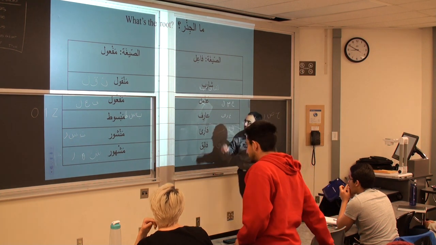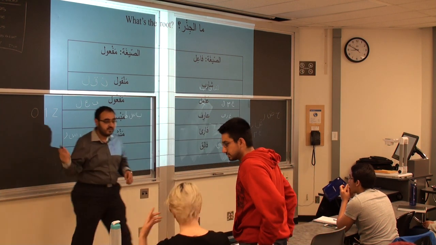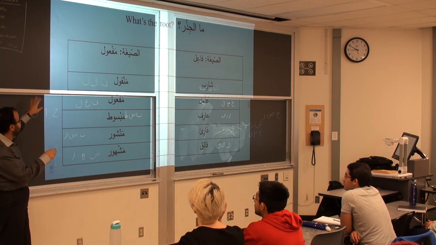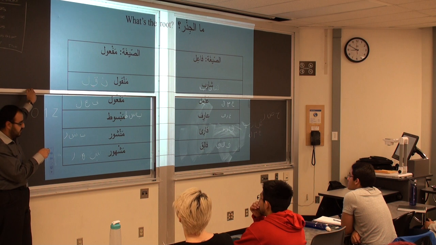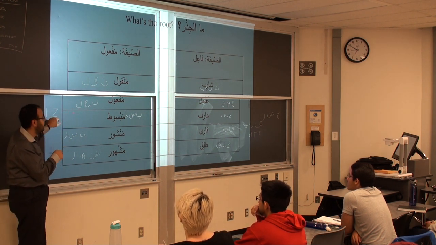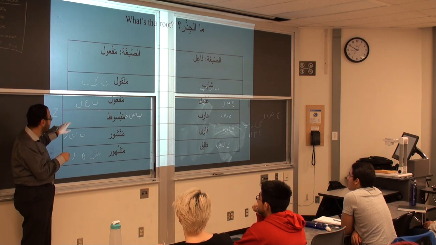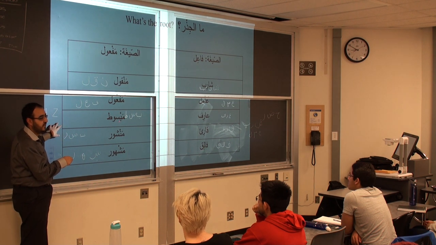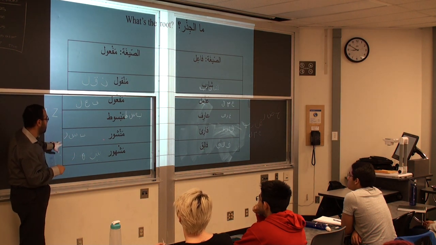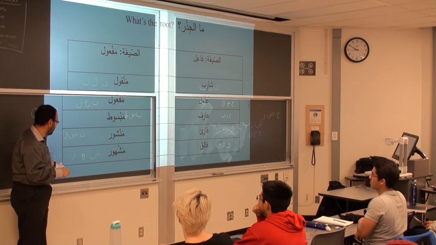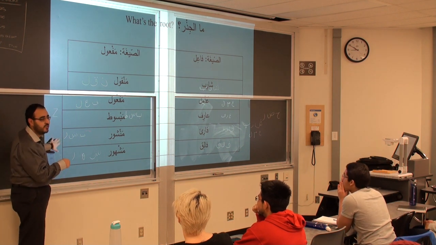Let's move on to the pattern maf'ul. Who did manqul? Nun qaf lam, is that correct? Second one, who did maf'ul? Sumaira, fa ayn lam. Is that correct? Mabsuq, ba sin qaf. Is that correct? Manshur, nun shin ra. Is that correct? Yes. So, first of all, who did manshur?